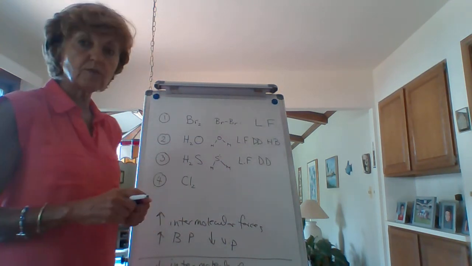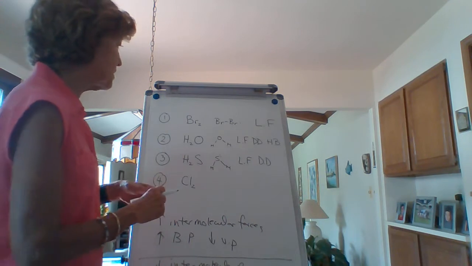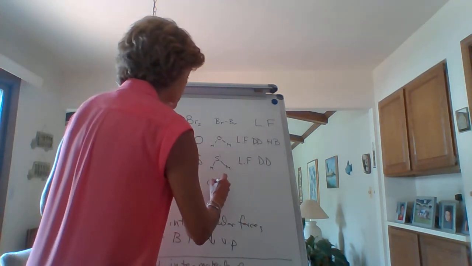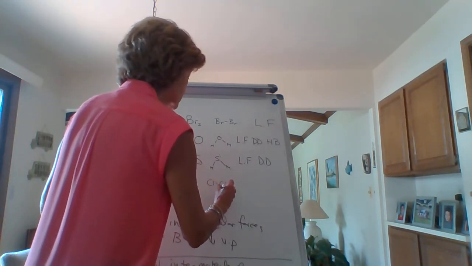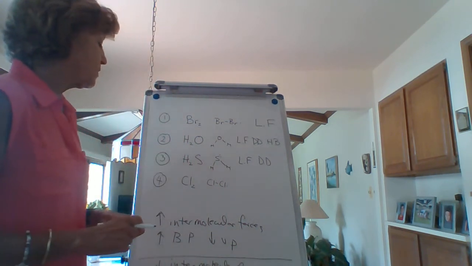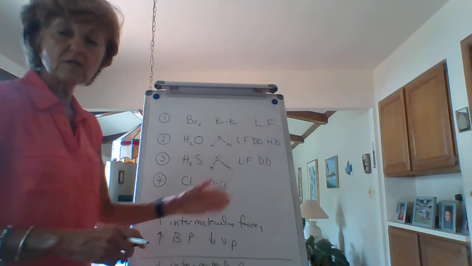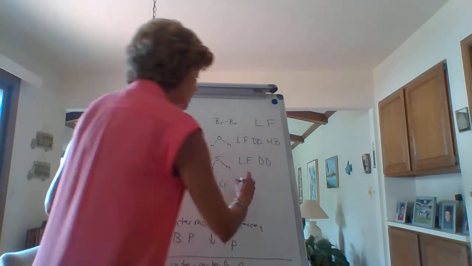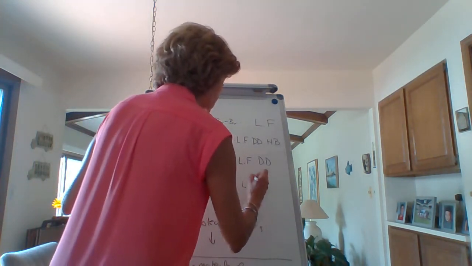Okay, let's take a look at this one. Cl2 reminds you of the Br2. It's also going to be non-polar. The 2 chlorines have the exact same electronegativity, very symmetrical. It's a non-polar covalent bond. The only thing this can do is London force.